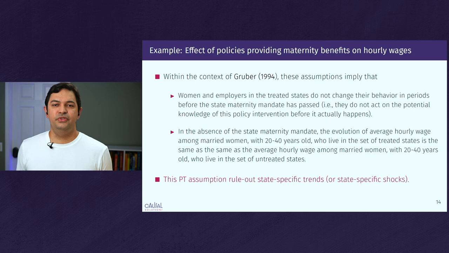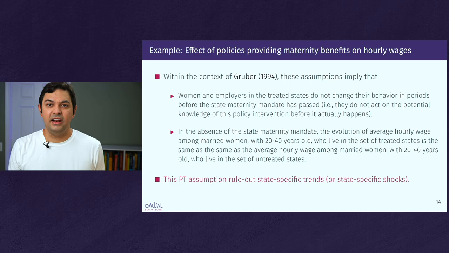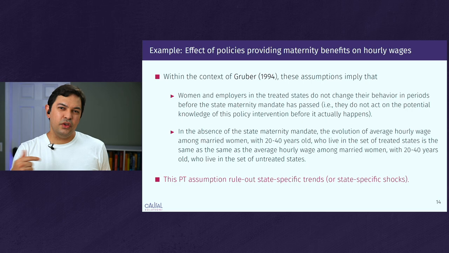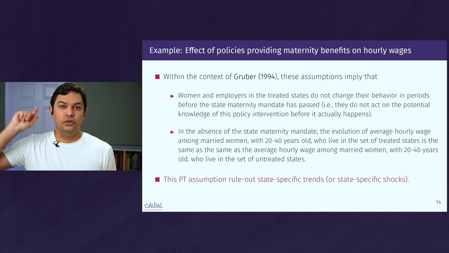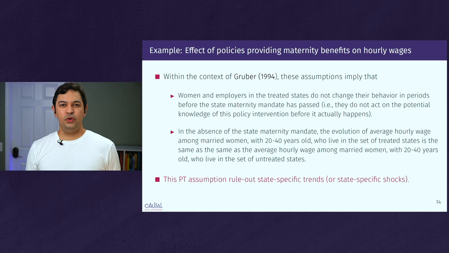Is it plausible to assume that, I don't remember the details of Gruber 1994, but suppose states like Massachusetts have passed this law, but Tennessee has not passed this law. Should I use the evolution of earnings from married women between 20 and 40 years old in Tennessee as the comparison for the same subpopulation in Massachusetts? Is that reasonable? In the absence of the policy, these two labor markets are still very different. So here we have to say, not really sure if I want to do that. So far, this is still tricky.